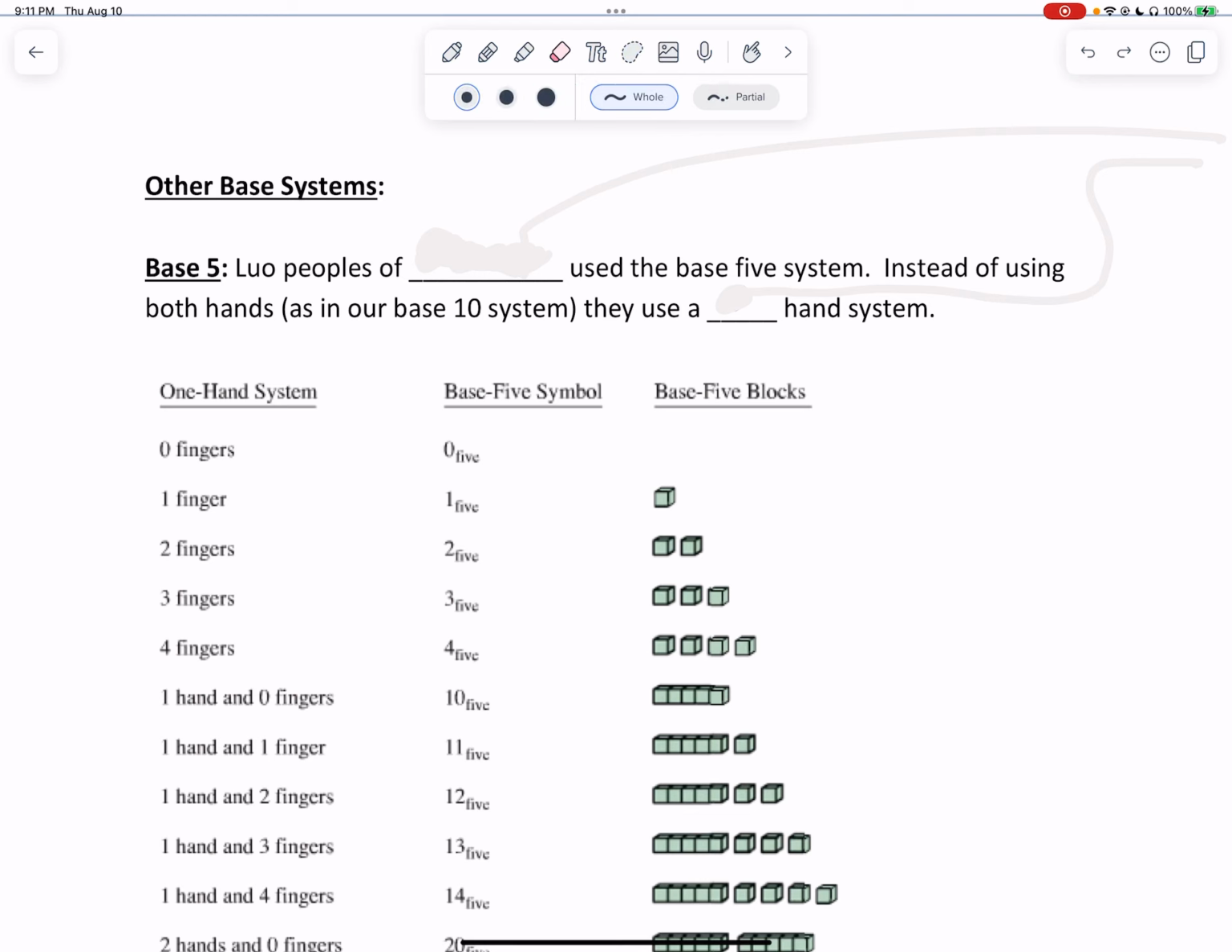So let's talk about base 5. Base 5 was made by folks from Kenya. It's called the base 5 system because ours is base 10. Look at your two hands, you have 10 fingers. In Kenya they said we don't need 10 fingers, let's just use one hand. So theirs is a base 5 system. It's not a 5-hand system. If you used 5 hands, that would be base 25. So I guess we could do base 25, but this is a 1-hand system, not a 2-hand system.